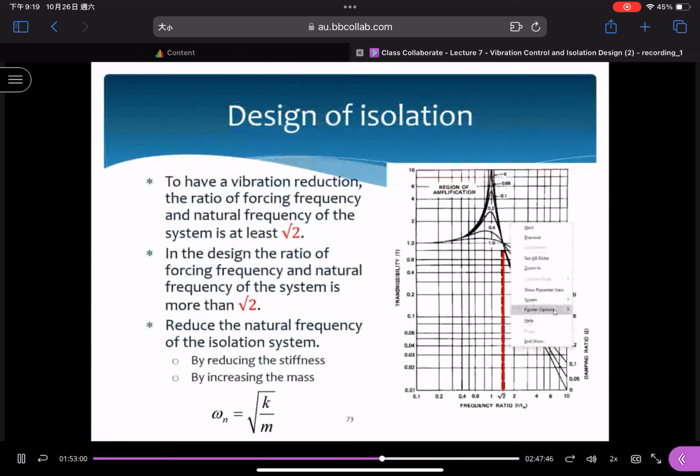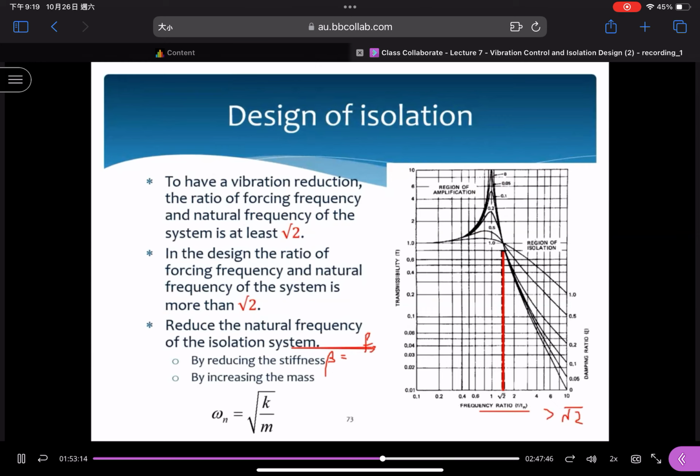When you refer to this figure, again, I repeat one more time. We want to achieve a frequency ratio larger than √2. In terms of beta, it is equal to the external frequency divided by the natural frequency. We cannot change the external frequency. How about the natural frequency? The natural frequency depends on these two parameters.